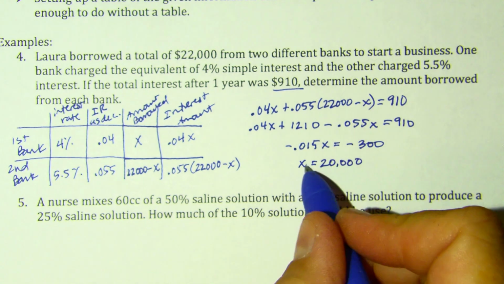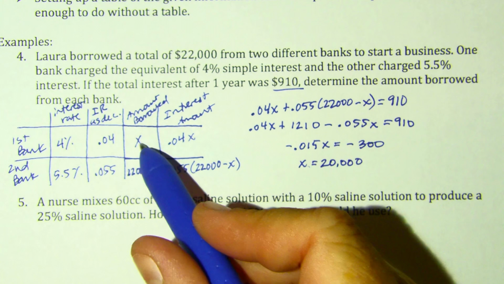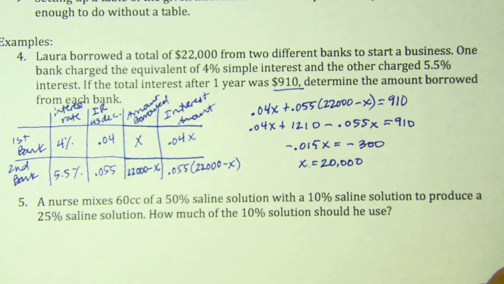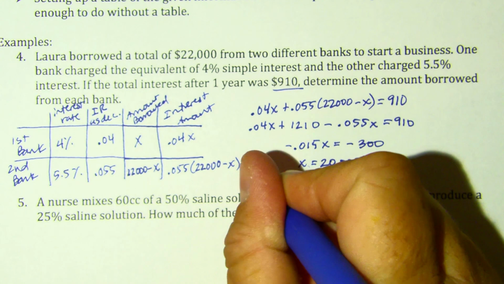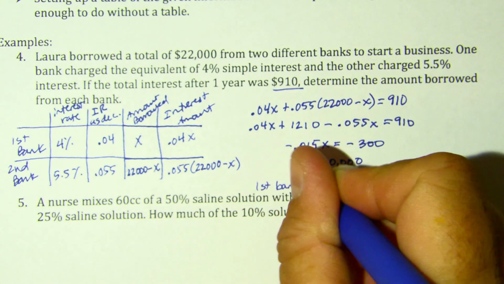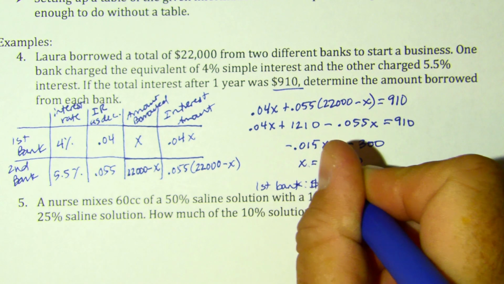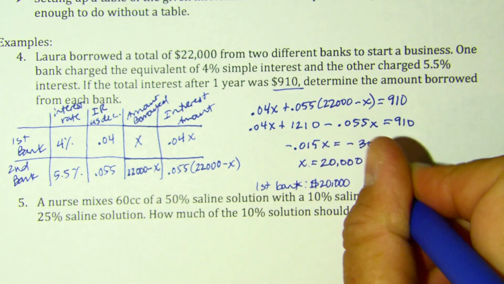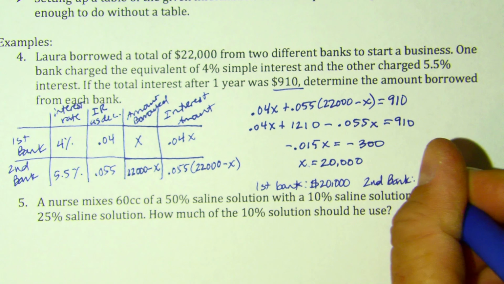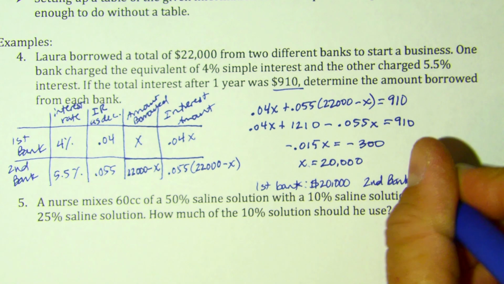So that means she borrowed 20,000 from the first bank, and that leaves 2,000 left from the second bank. So the first bank, she borrowed 20,000, and the second bank, she borrowed 2,000. Okay.